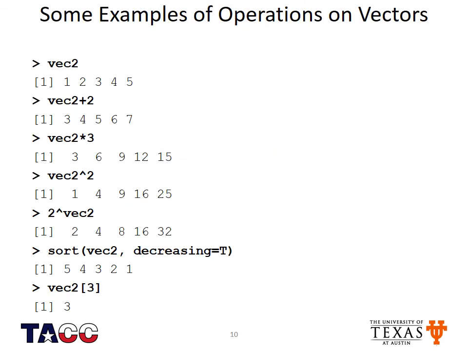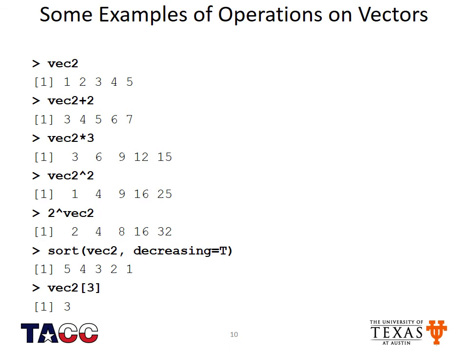Now let us look at some examples of operations on vectors. So for example, if you need to look at the values stored in a vector, all you need to do is type the vector name on the command prompt and then press the enter key. Once you've done that, the contents of the vector will be displayed on the following line.